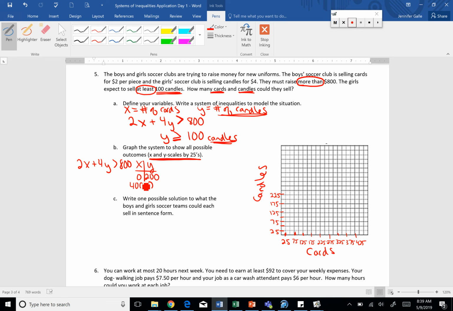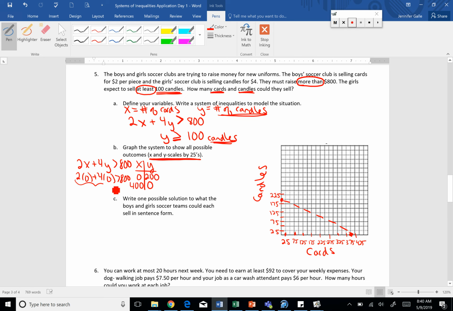All right, so my y is at 200. And my x is out at 400. And be careful, guys, this one is not an equal to. So even though it's an application problem, we can still have dotted or dashed, whatever you'd like to call it, lines. That's okay. Put our zeros in. 0, 0 is not on our boundary line, so we can use it to test.